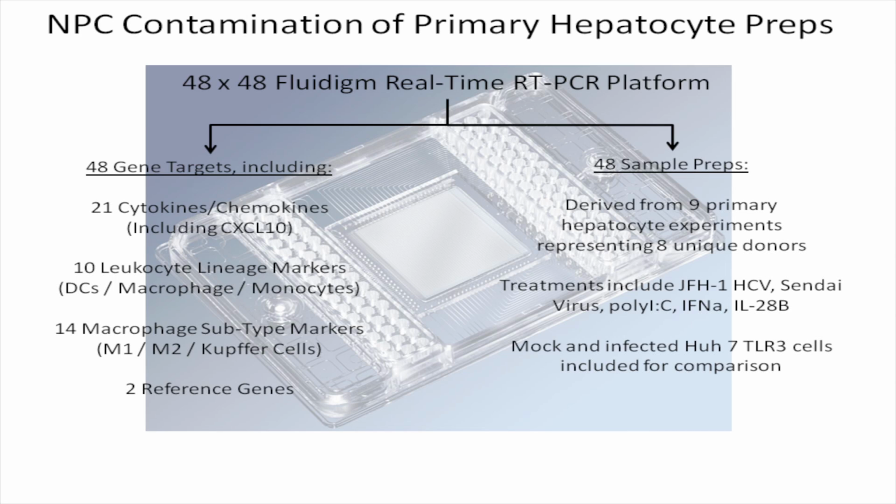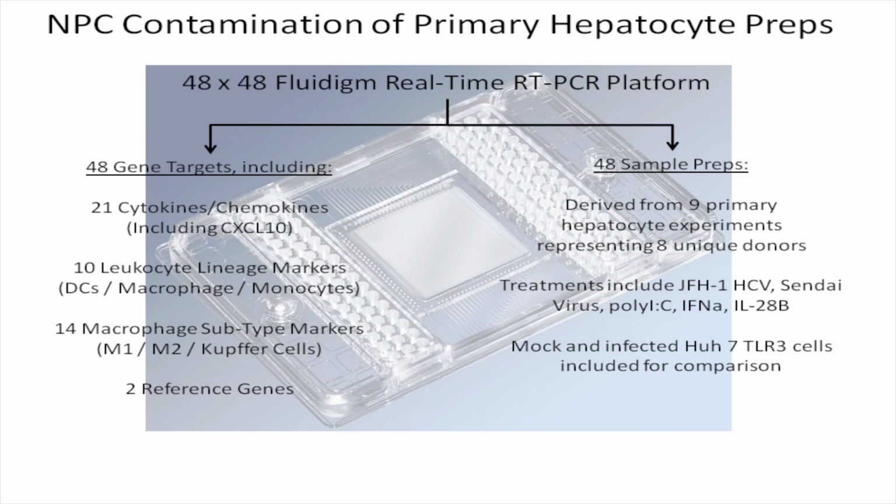And for that, we used a Fluidigm real-time RT-PCR platform that we looked at 48 gene targets, including 21 cytokines and chemokines, including CXCL10 and some other immune cell-derived cytokines like IL-10. We also focused in on leukocyte lineage markers for dendritic cells, macrophages, and monocytes, and also 14 genes that tend to be subtype markers for macrophages, including the M1, M2, and Kupffer cell lineages, and then we had 2 reference genes.